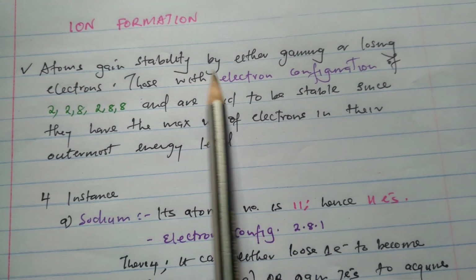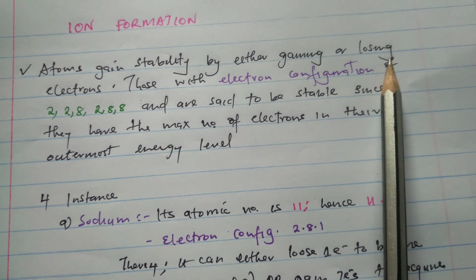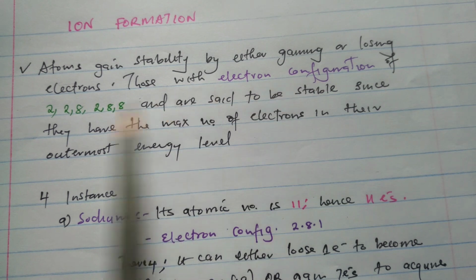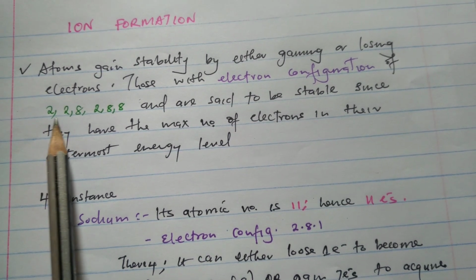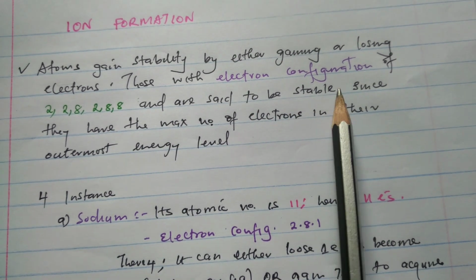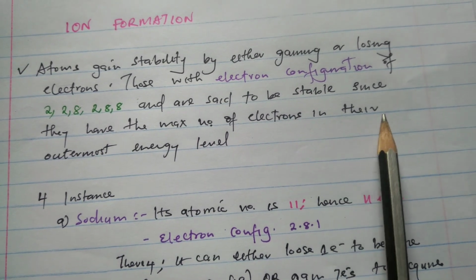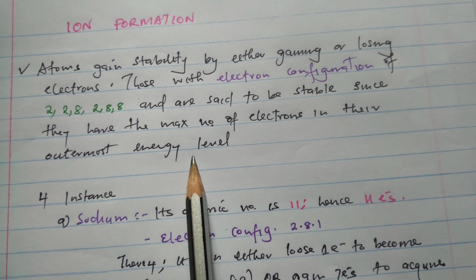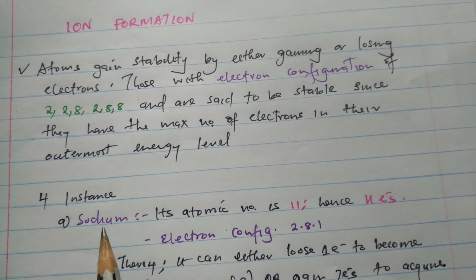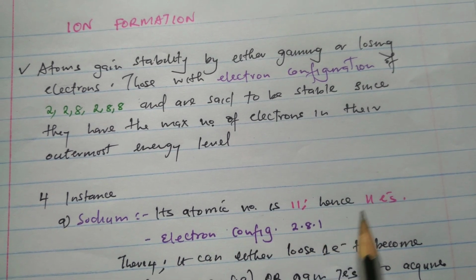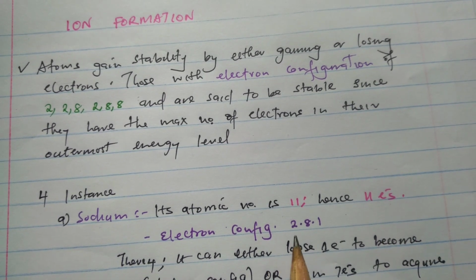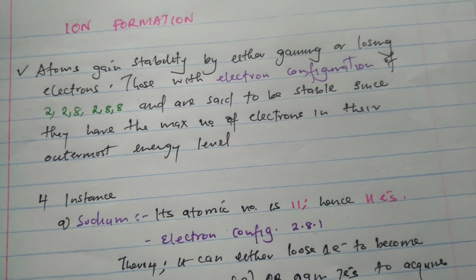An atom usually gains stability by either gaining or losing electrons. Those with the electron configuration of 2, 2 8, 2 8 8 are said to be stable since they have the maximum number of electrons in their outermost energy level. For instance, sodium, its atomic number is 11, hence it has 11 electrons, and therefore the electron configuration will be 2 8 1.